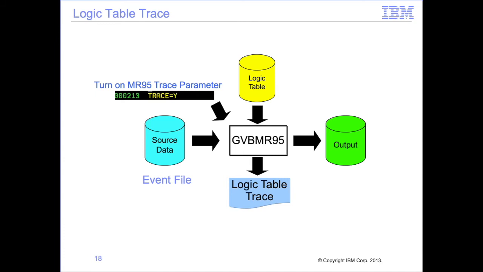Trace shows how each record in the input file is processed through the logic of the logic table, one instruction at a time. The MR95 trace can become very large very quickly. Imagine that the input file contains 1 million records and the logic table has 1,000 rows. The total trace output could be 1 billion rows of printed data. Using the MR95 trace can also significantly impact performance. It should be used with care. Reducing the input event file size is the most effective way to control the performance of trace processing.